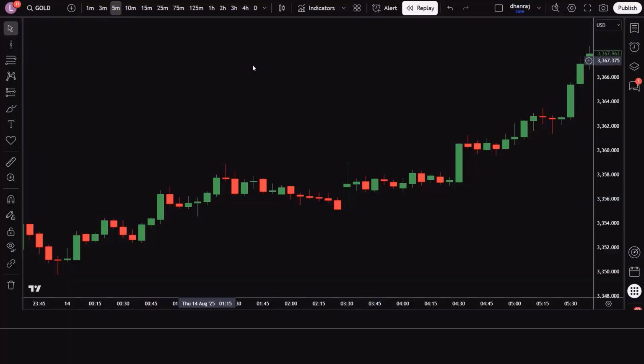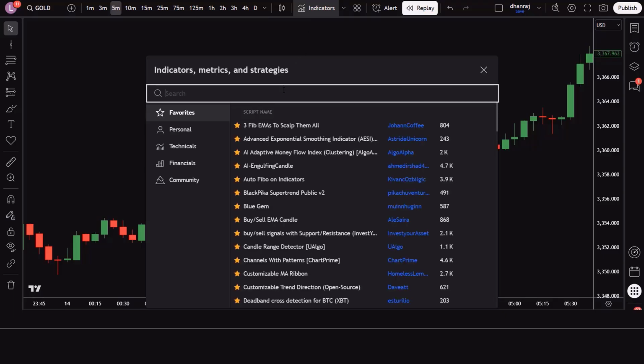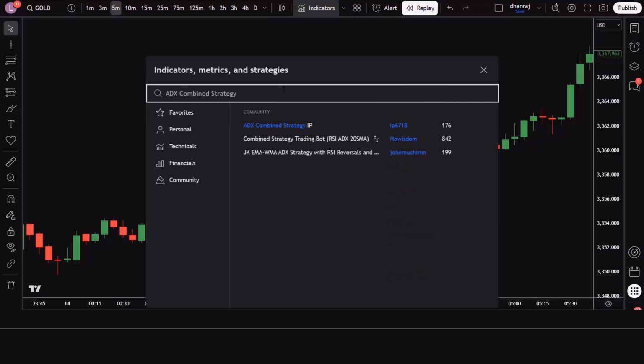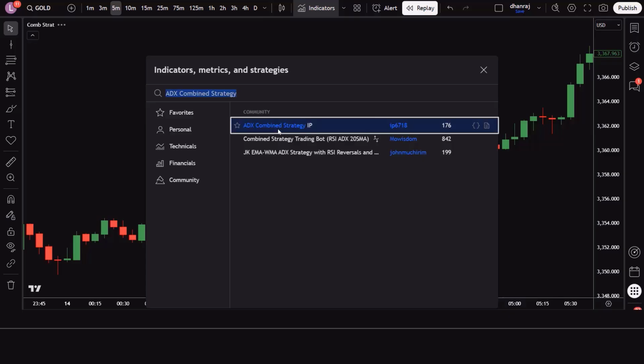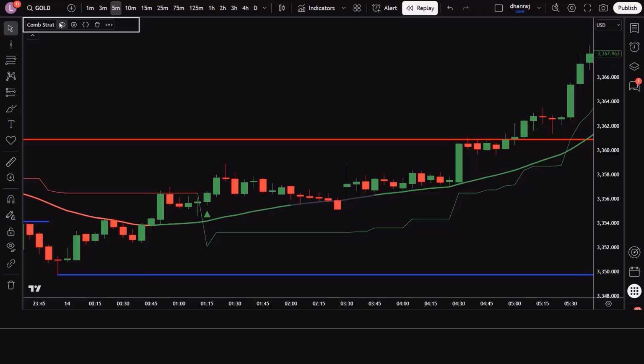This strategy works well on the 5-minute time frame, as this strategy is unique as no one has ever told you about it before. Let us now understand the trading setup. First of all, we will search the ADX combined strategy indicator in the search box of TradingView. After that we have to click on the ADX combined strategy option, in which we have to change some settings.